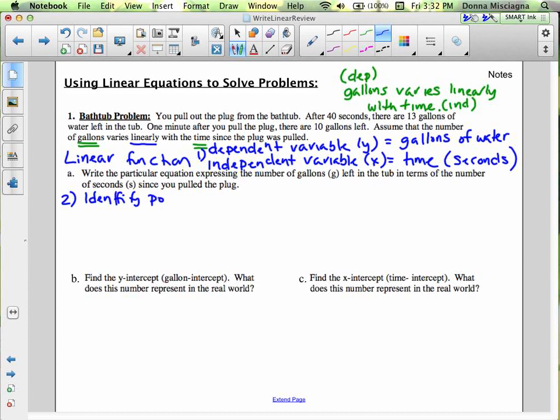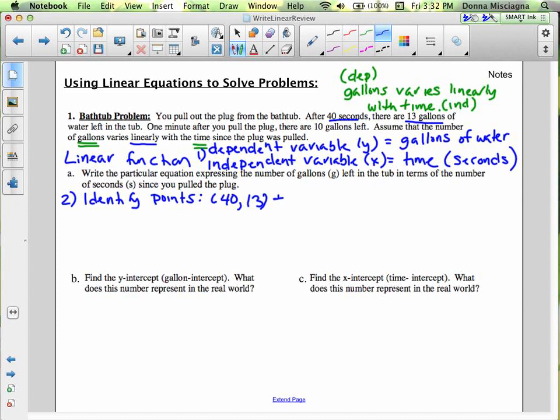That's supposed to be a T. Identify. Make sure you write them correctly. X goes first, then Y. So time is going to go first. So after 40 seconds, that's the X, there are 13 gallons of water left. Anybody want to underline that? 40 seconds, 13 gallons. So 40, 13.